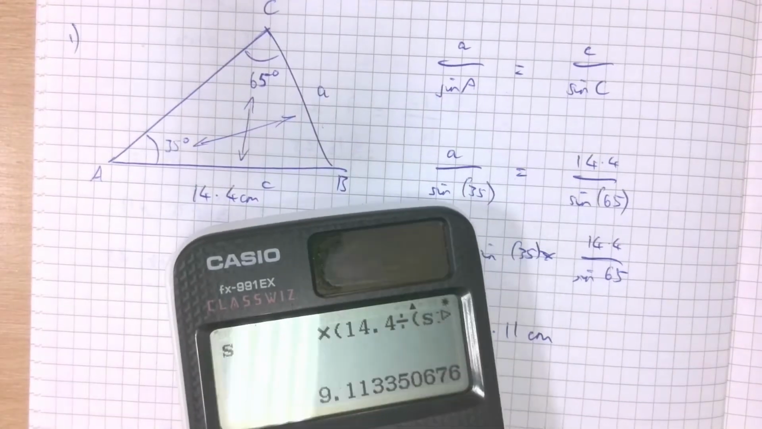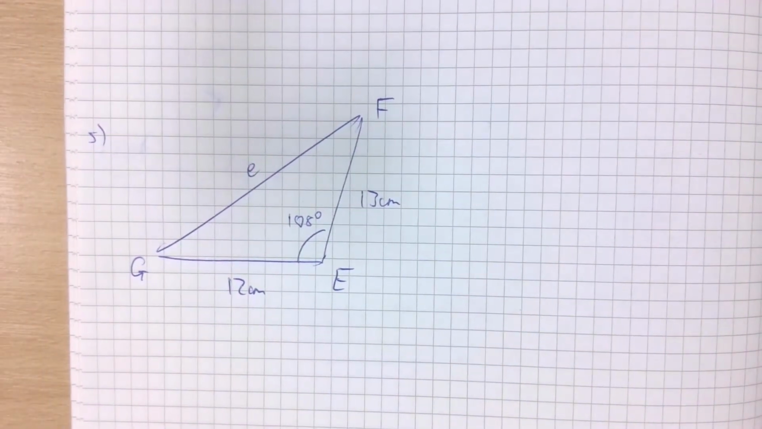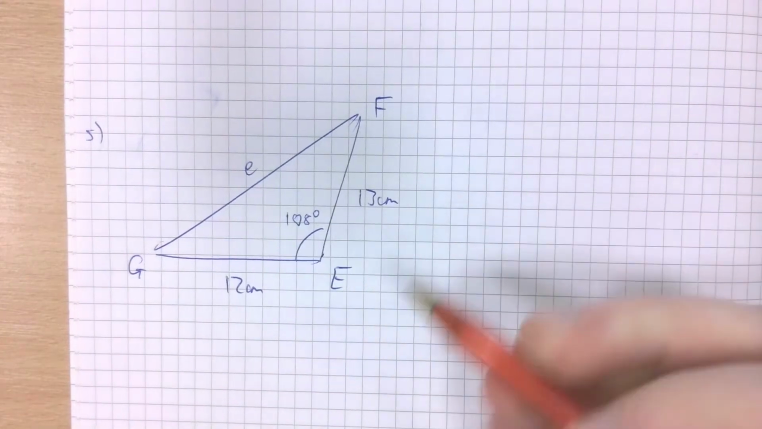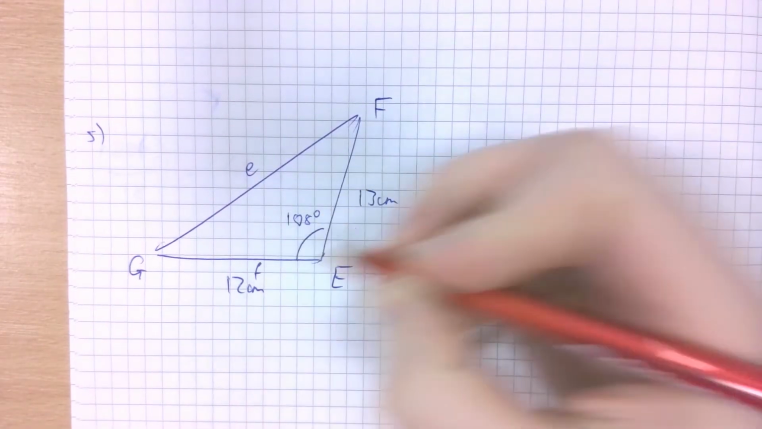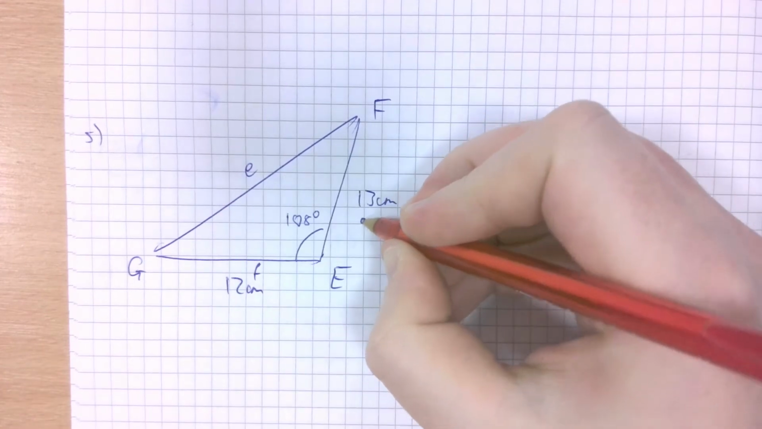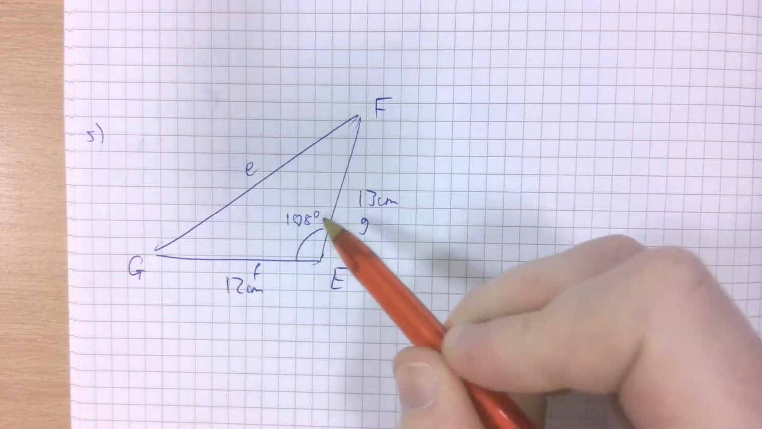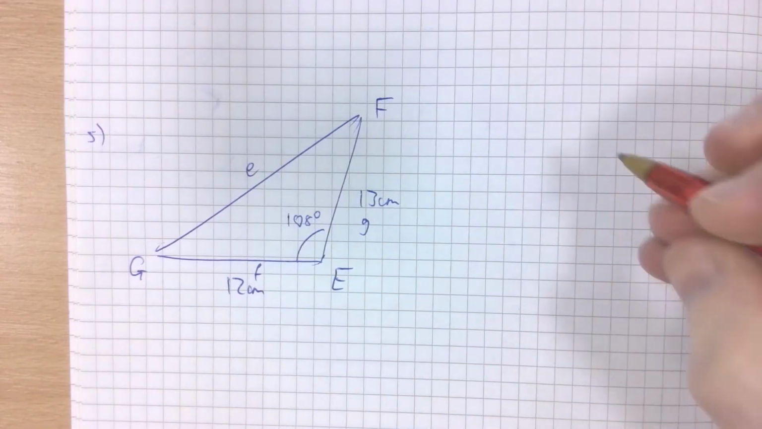Okay, let's look at the next question. It's another non-right angled triangle. This time I've got two side lengths and the angle between them. This is side length lowercase f, this is side length lowercase g. Because I have two side lengths and the angle between them, that means cosine rule.